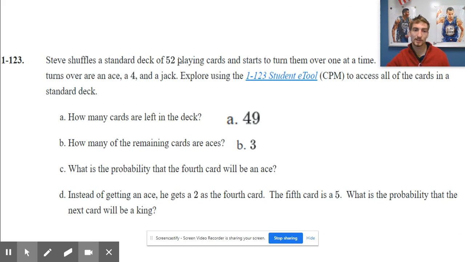Now, what is the probability that the 4th card will be an ace? So let's see, there are 3 left out of 49. So what would my probability be? You should have gotten 3 over 49. 3 is your desired outcome, aces, and then 49 is the total number of cards left.